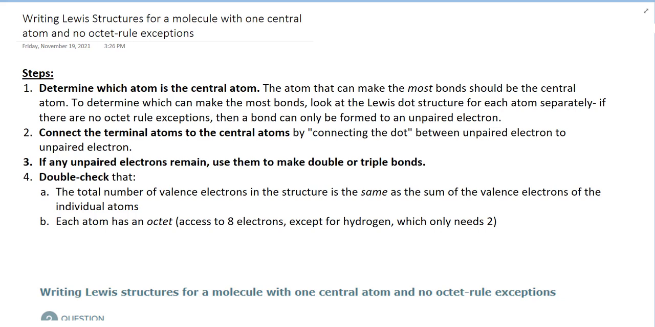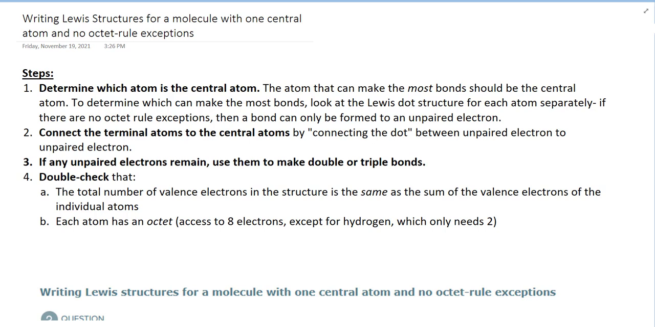In this tutorial, we're going to be going over writing the Lewis structures for a molecule that has one central atom and is not having any octet-rule exceptions. There's two different methods I'll be going over in this tutorial of how to draw these structures. One of them is called the connect the dot method, and the other one is the skeletal structure method.